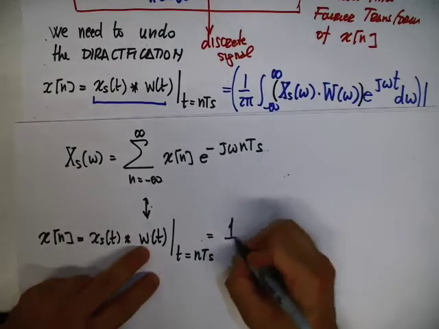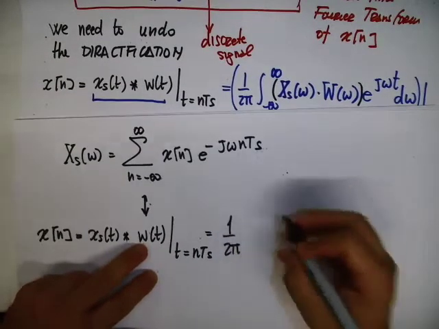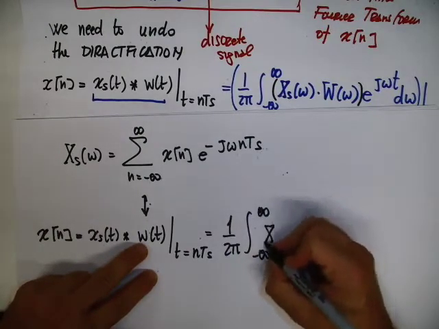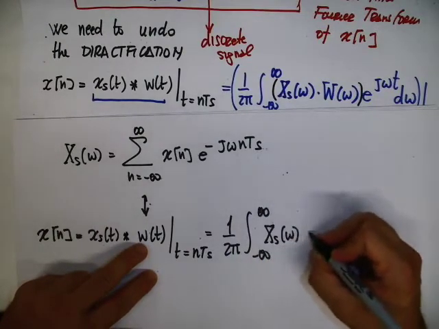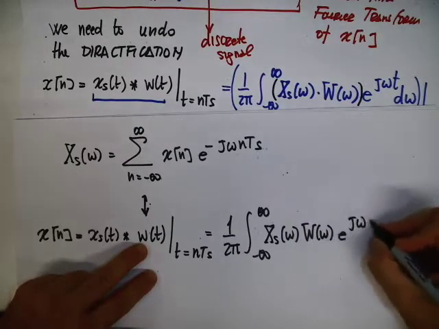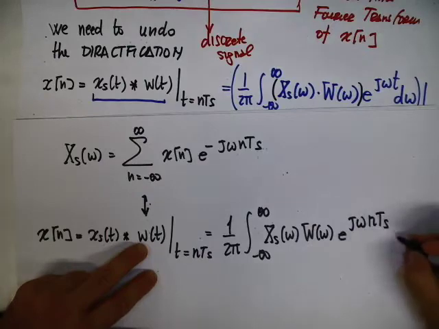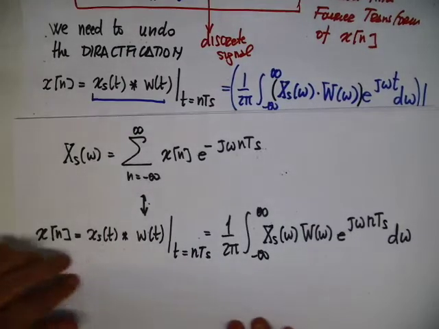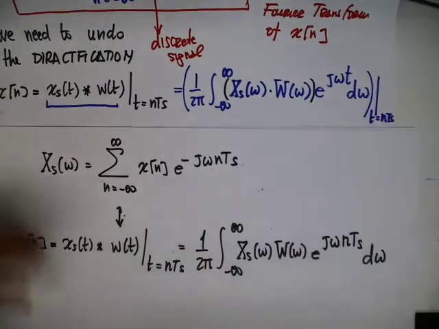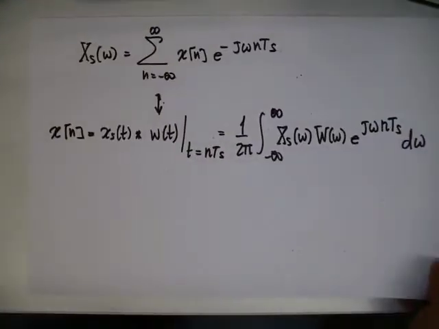And so we can rewrite it as 1 over 2 pi integral from minus infinity to infinity of X_s(omega) W(omega) e^(j omega t) computed at nT_s d omega, okay? Because remember, we need to evaluate this integral at t equal nT_s.